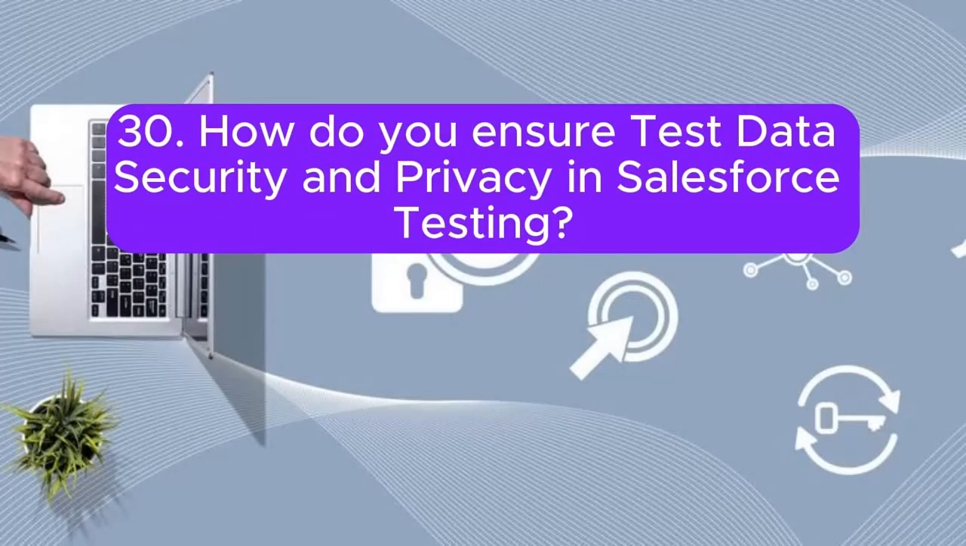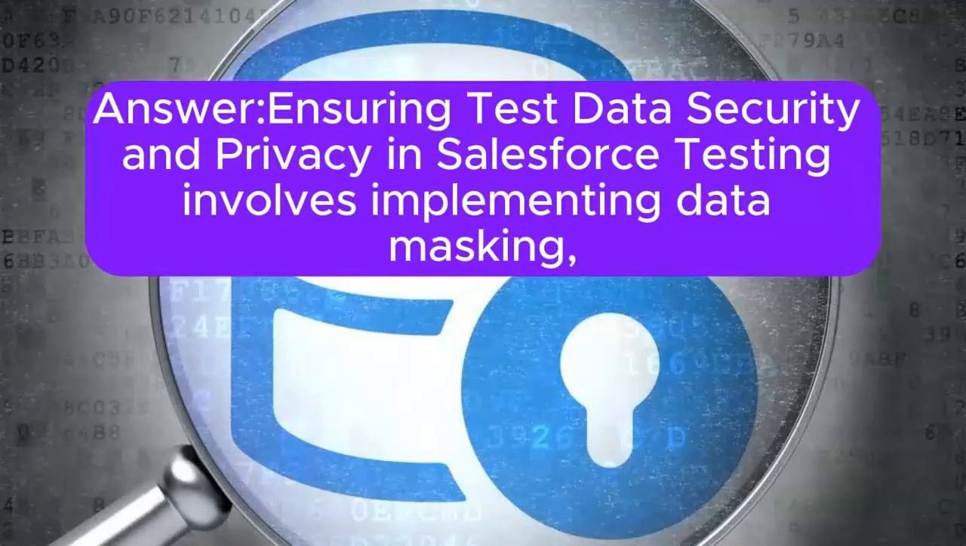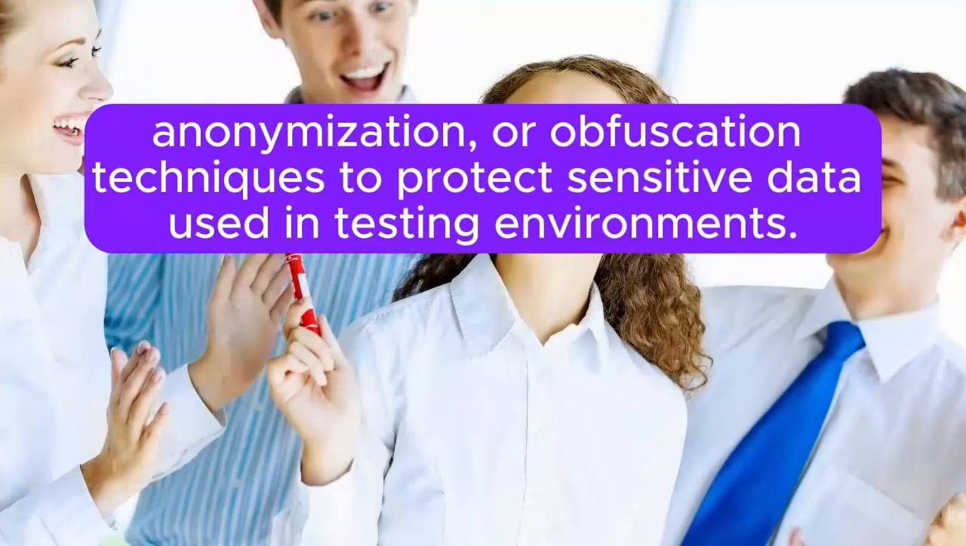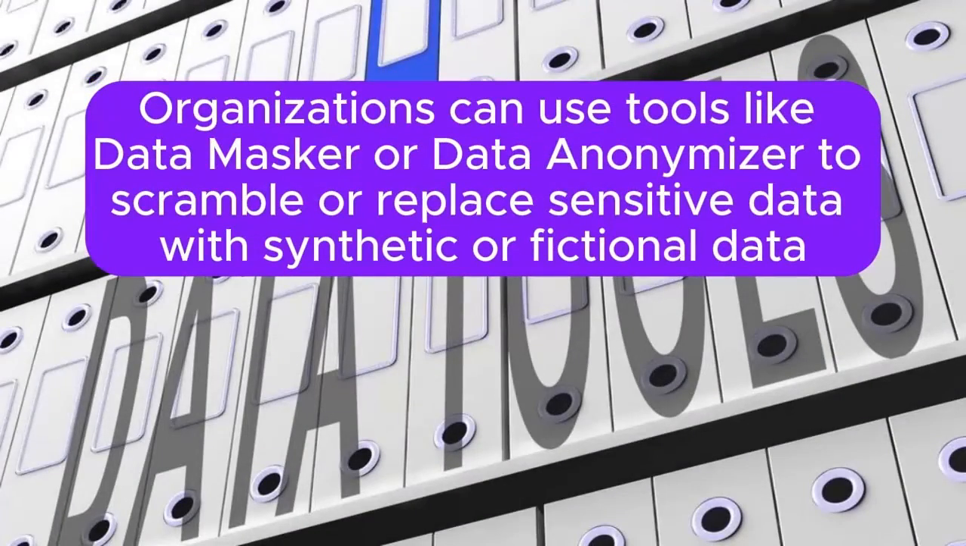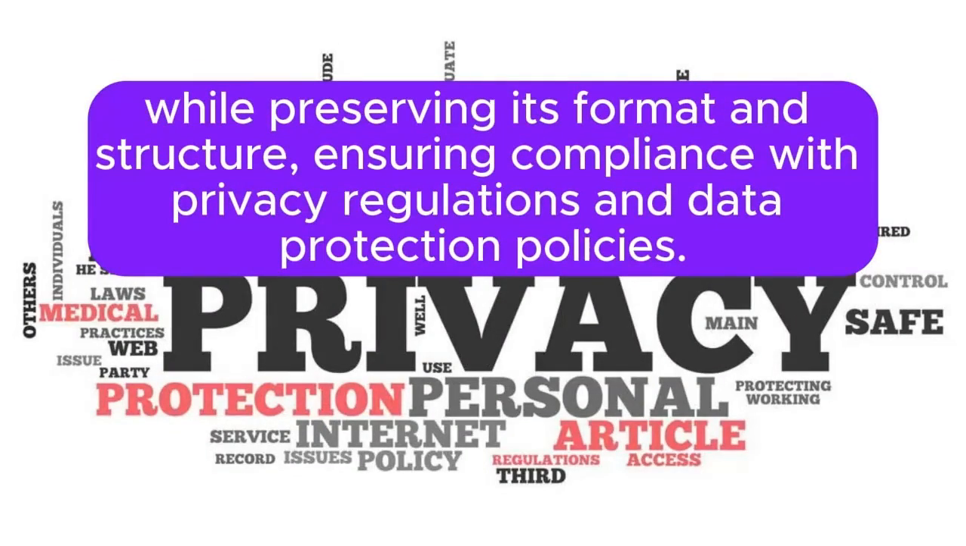30. How do you ensure test data security and privacy in Salesforce testing? Answer: Ensuring test data security and privacy in Salesforce testing involves implementing data masking, anonymization, or obfuscation techniques to protect sensitive data used in testing environments. Organizations can use tools like Data Masker or Data Anonymizer to scramble or replace sensitive data with synthetic or fictional data, while preserving its format and structure, ensuring compliance with privacy regulations and data protection policies.